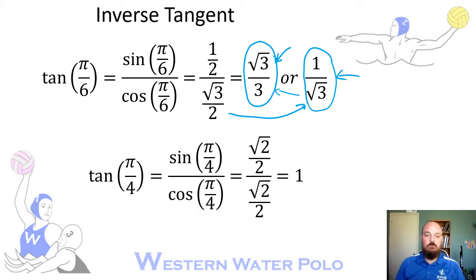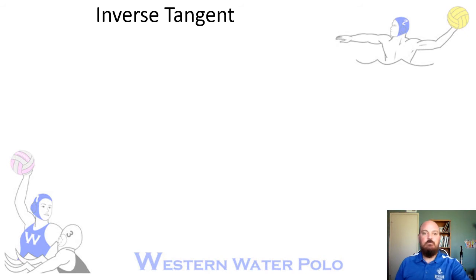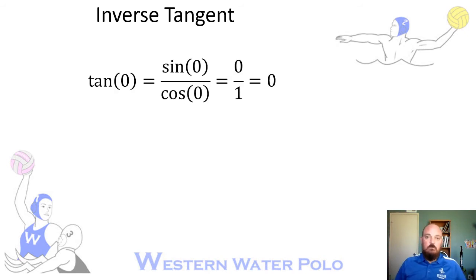Here's pi over 4. Tangent of pi over 4, sine over cosine, they're both the same. They're both radical 2 over 2, so you get 1. But again, working that backwards, the question is just going to say, what is inverse tangent of 1? And you're going to have to realize that happens when sine and cosine are the same. That happens when they're both radical 2 over 2. That happens at pi over 4, or 45 degrees, and that's the answer to the question. The last one would be 0. That's the very beginning of the unit circle. Tangent of 0 is 0. That means inverse tangent of 0 is also 0. It's kind of an easy one to remember.